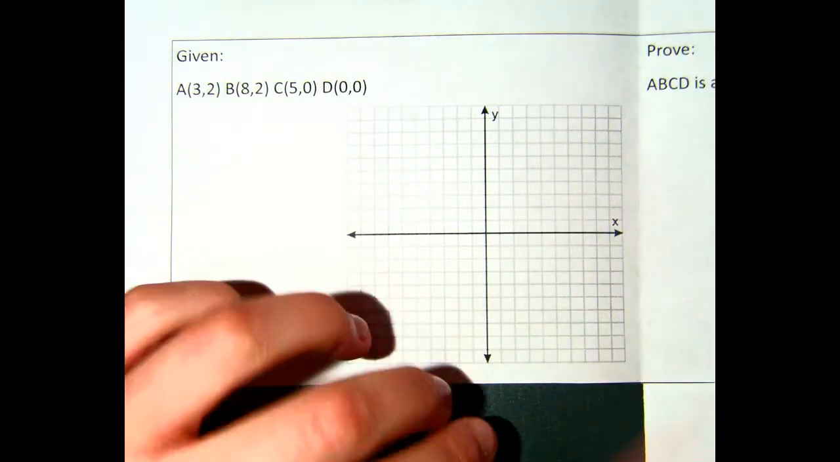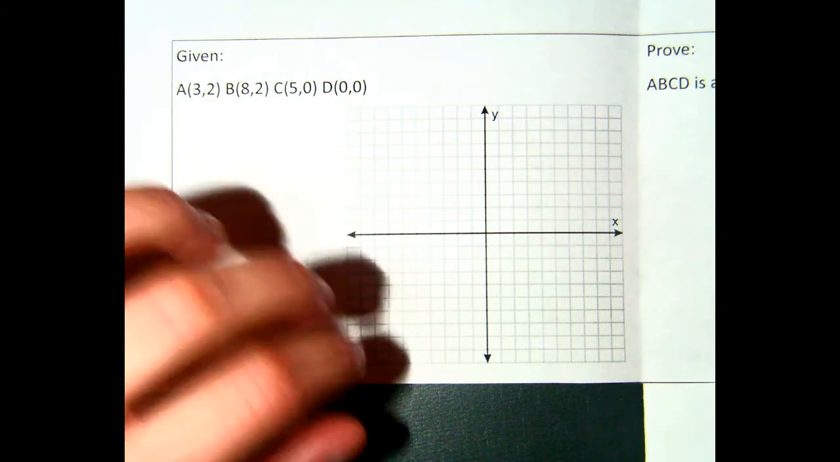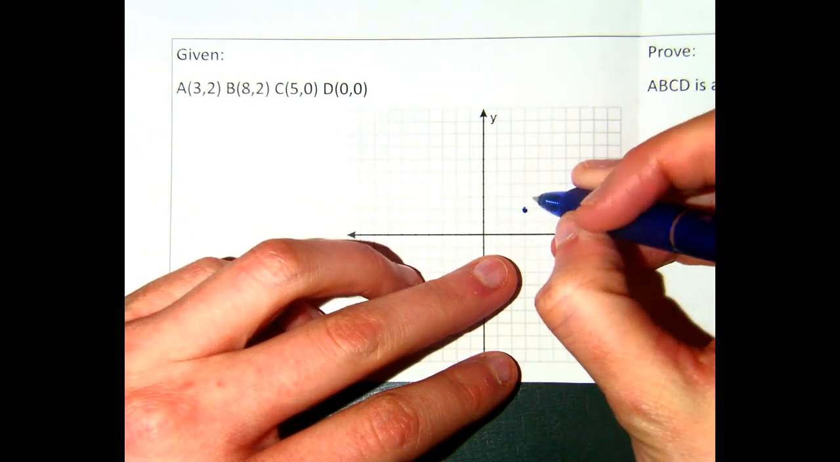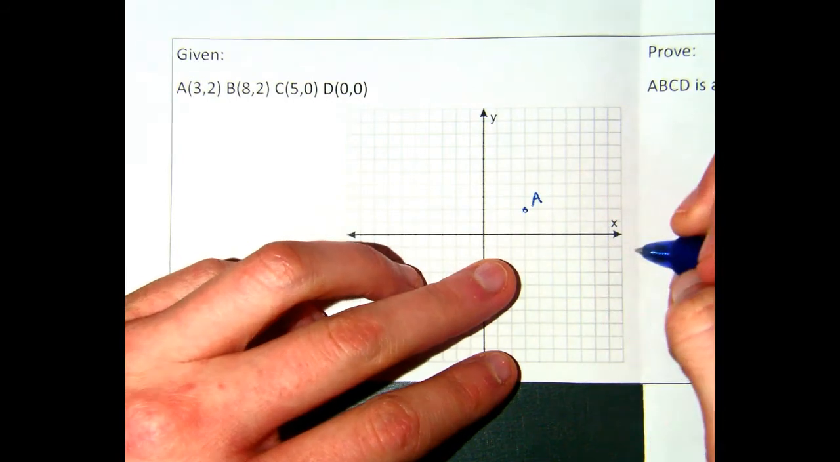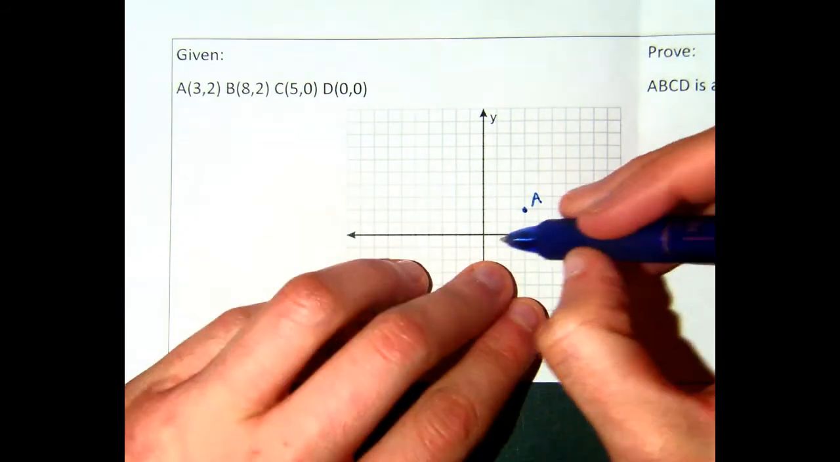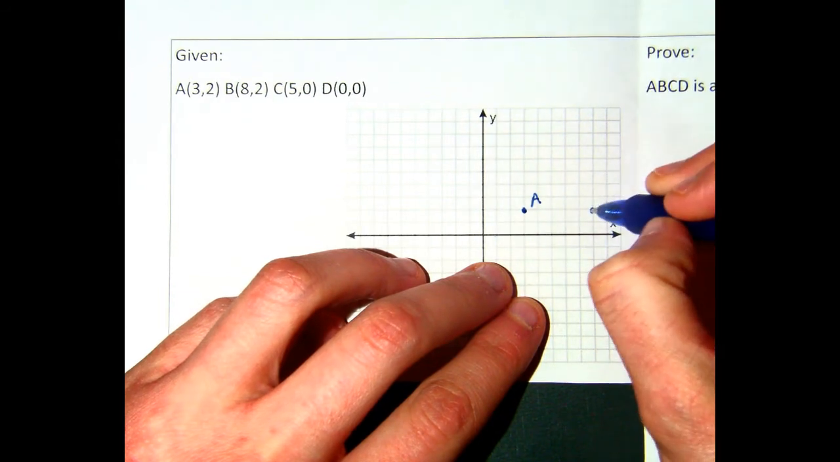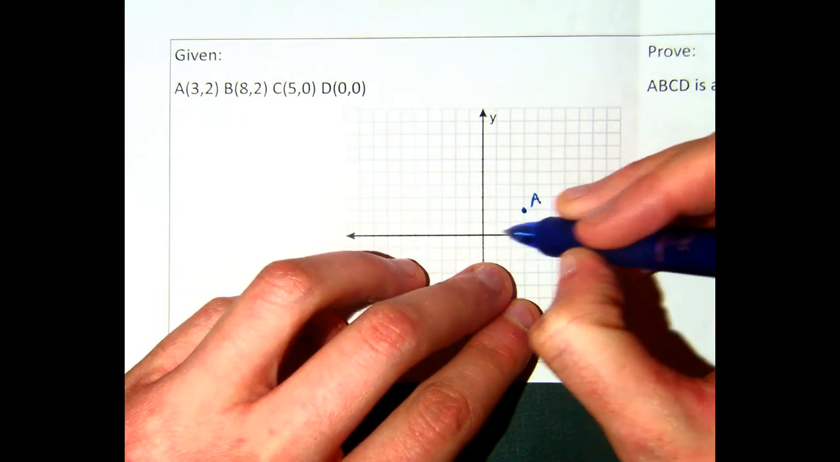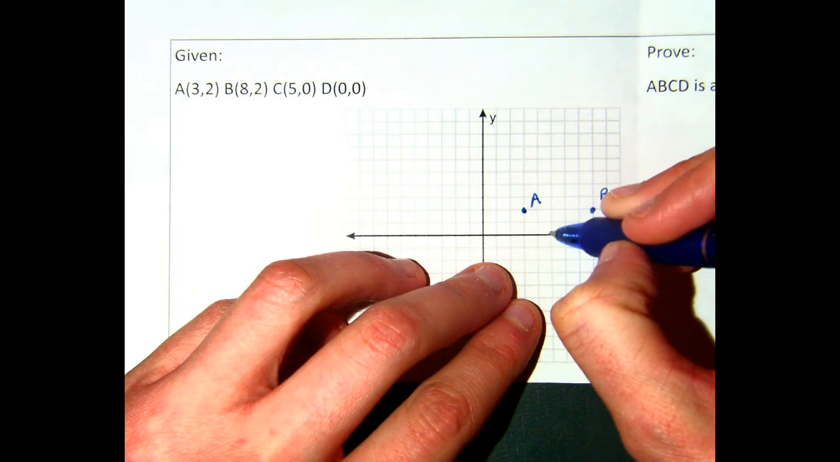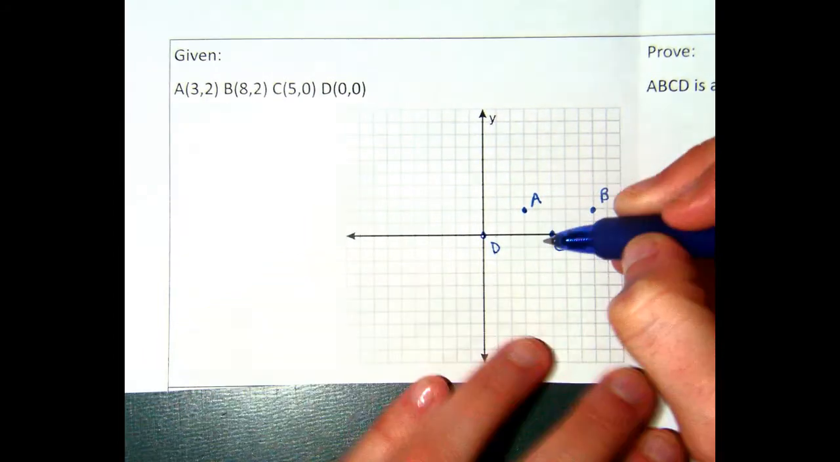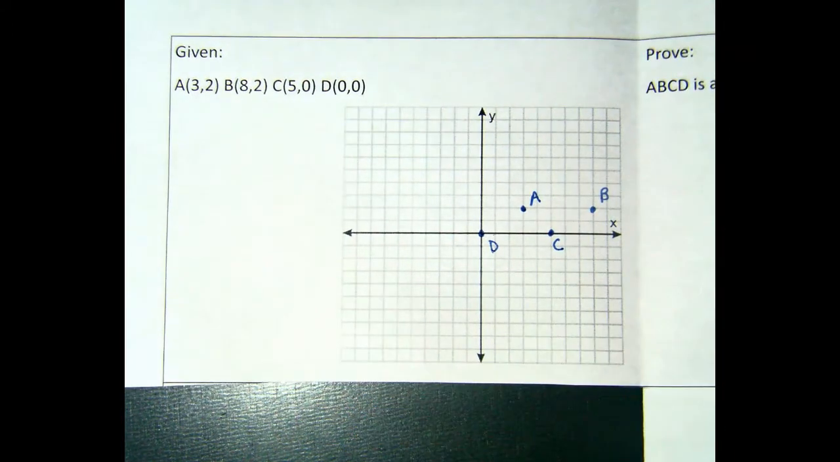We've got 3, 2. So 3, 2 is A. And then we have 8, 2, B. 5, 0 is C, 0, 0 is D. So I'm going to go ahead and take my straight edge and connect this. Let me find my straight edge. There it is.